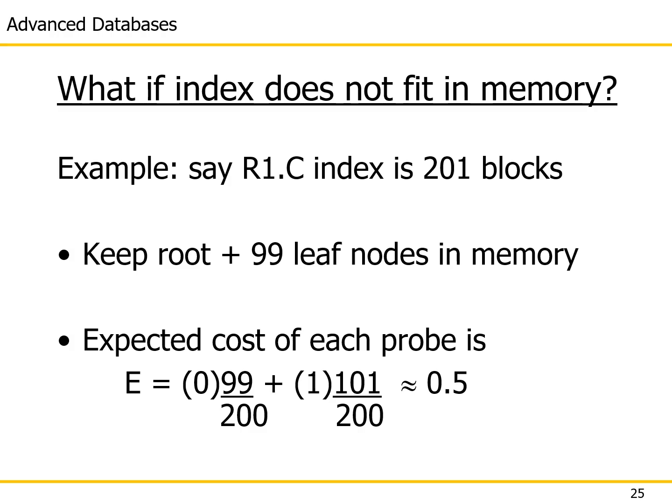So let's actually work an example to see the effect of this on the IO computations. Now I will assume here that the index is 201 blocks or pages or nodes, where I'm storing every node in a page. I will always keep the root plus 99 leaves or leaf nodes in memory, and the rest is on disk. It's just a setup for you to get a sense of the cost that's involved here. That is not necessarily exactly how things will run.